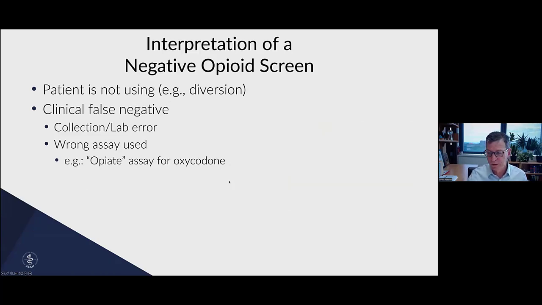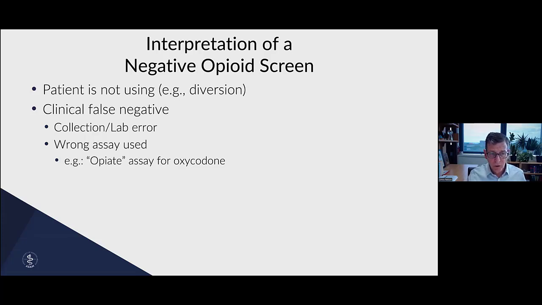Now, a negative screen might mean that the patient's not using. If this was a drug treatment program where you're expecting to find buprenorphine, for example, or methadone, and there's nothing there, it means they're not using it, right? For sure, because these screens are very good at finding things. As I said, they're very analytically sensitive. It means they're diverting it, they're not taking it, they're not going to their program, whatever it is, there's a reason, right? But there are clinical false negatives, right?